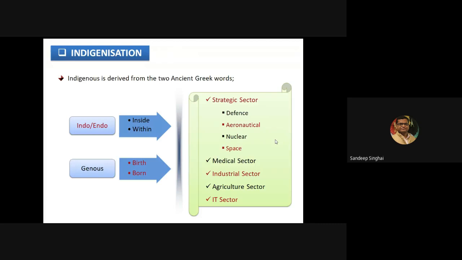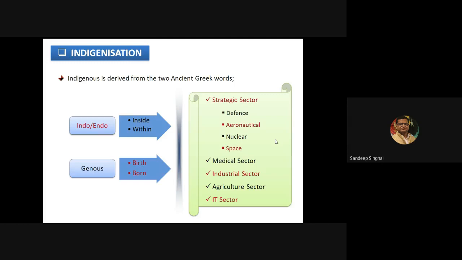So, starting with what indigenization is. Indigenous has been derived from two ancient Greek words, indo meaning inside or within, and genus meaning birth. The relevance of indigenization is especially in the strategic sector, wherein you want to depend on yourself to protect your boundaries and all those things. So indigenization has a lot of impact in defense, aeronautical, nuclear and space sectors.